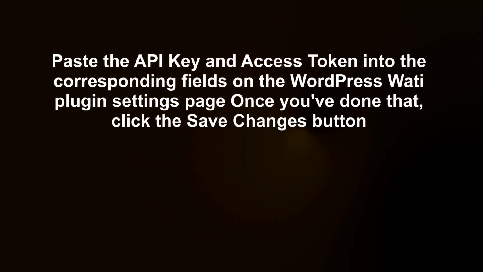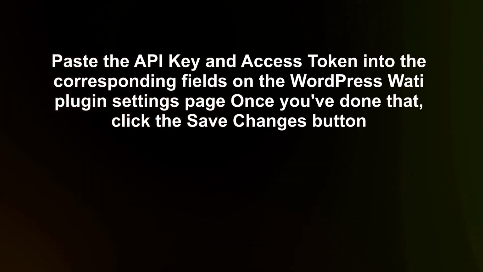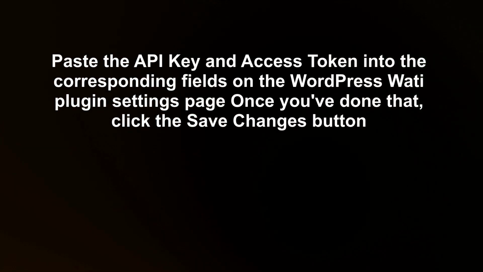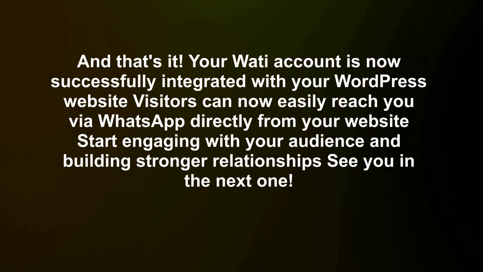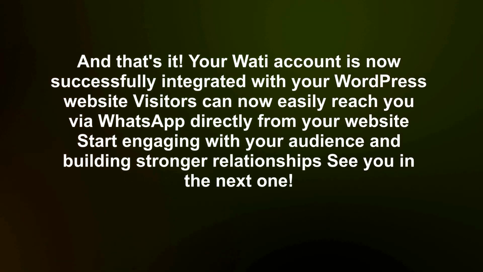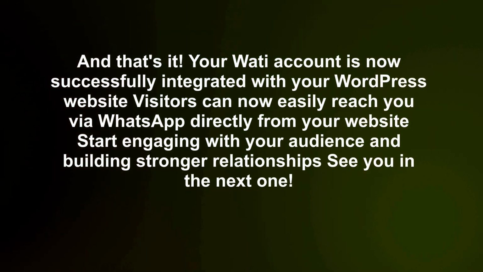Paste the API key and access token into the corresponding fields on the WordPress Wati plugin settings page. Once you've done that, click the Save Changes button. And that's it. Your Wati account is now successfully integrated with your WordPress website.